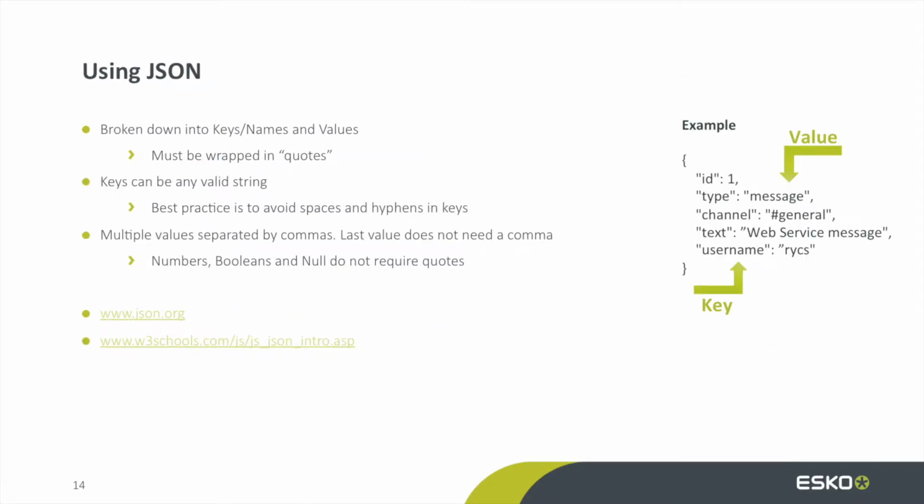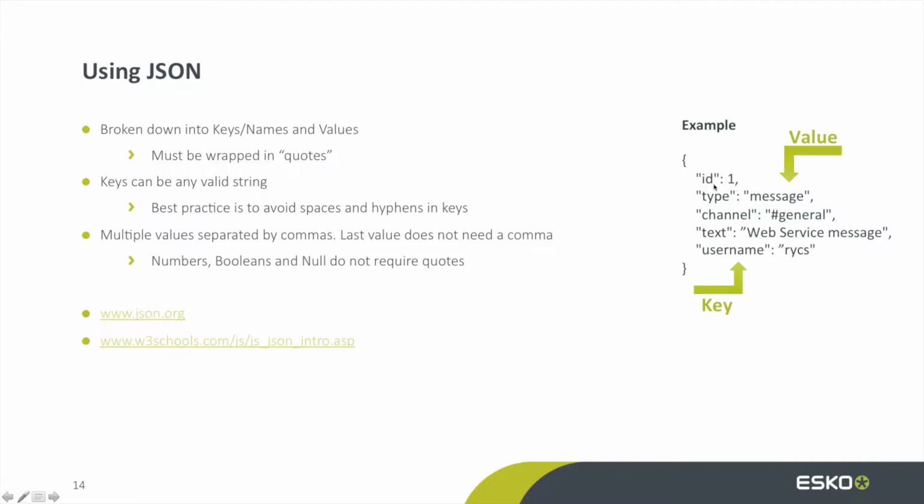So how does JSON work? Well, it's actually broken down to keys or names and values. So we can see here in our example, my username, text, channel, type, or ID, those are my keys. And then I have my value to the right of it, right after my colon. So they must be wrapped in quotes unless it's a number, boolean, or a null. Then they do not require quotes. They can be any valid strings, and a good practice is to avoid spaces and hyphens in these keys. When you have multiple values, they'll be separated by commas, and the last value does not need a comma.